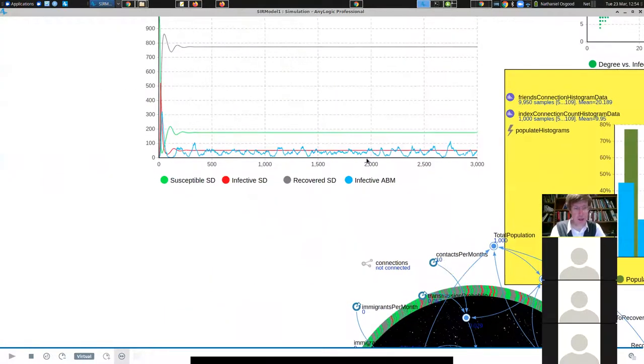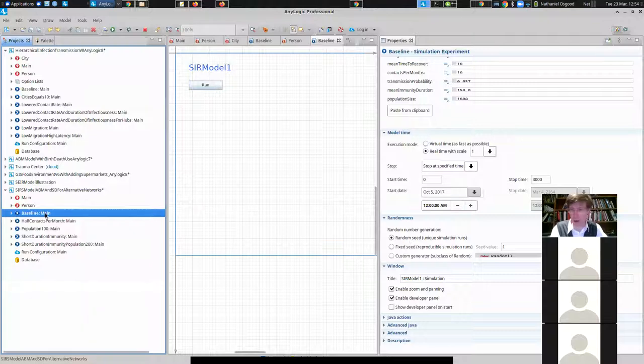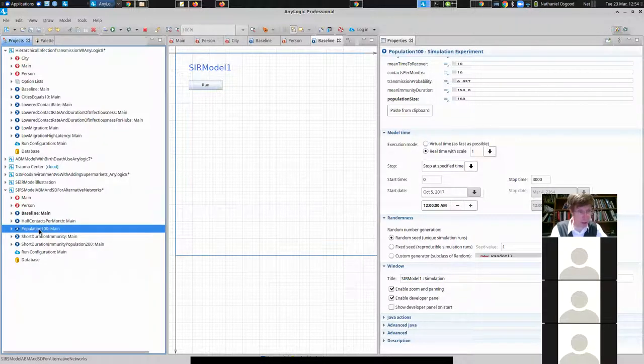And the infection, once again, is not that far off from the case with a system dynamics model. It kind of oscillates around that.